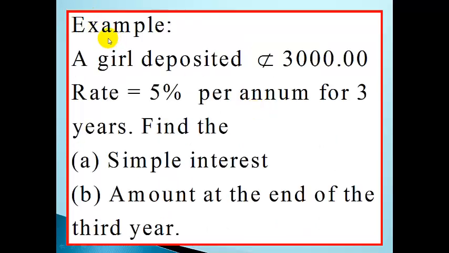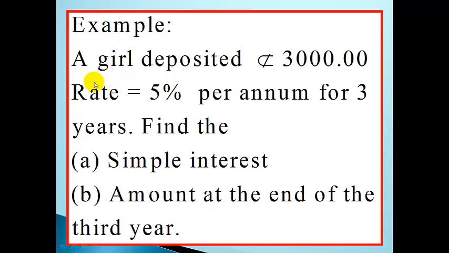Now, let's take note of this example. A girl deposited 3,000 cedis at the rate of 5% per annum for 3 years. Find A, the simple interest, and B, the amount at the end of the 3rd year. So this is the example.